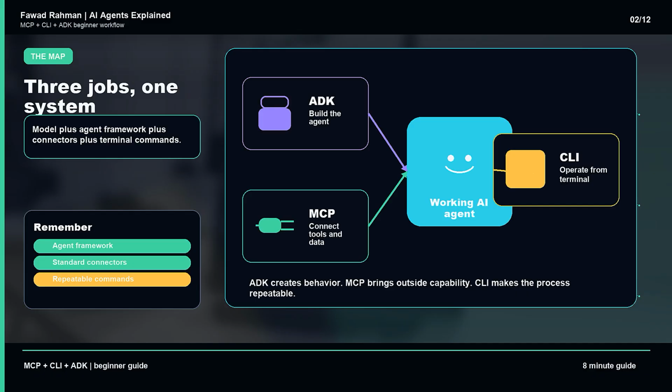And the CLI is your keyboard control panel. You use it to start the project, run prompts, check results, and move toward deployment. If you remember only one thing from this map, remember the order: build the agent first, connect only the tools it needs, then use commands to prove the workflow can repeat.